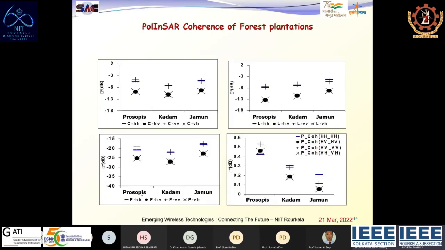Yeah, I have just shown that. If you look at the P-band coherence, these are all the backscatter only. So if you look at the backscatter, whether it is Prosopis, Jamun or Kadam, there is not much difference. There is hardly a difference of 1 dB or 1.5 dB. But if you look at the PolInSAR coherence, the three, Prosopis, Jamun and Kadam, are so distinctly picked up. So if you have polarimetric interferometric coherence images, that is what is going to give you the images very accurately. Next, please.